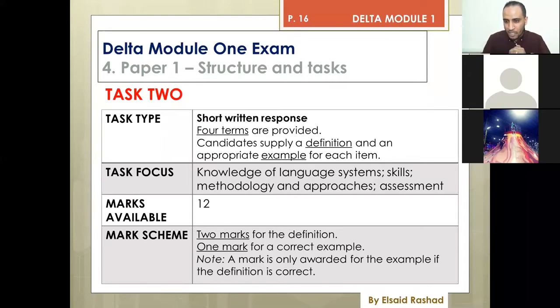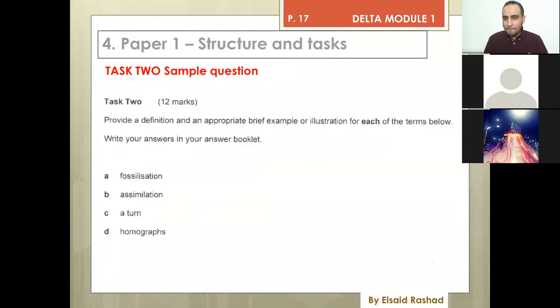How many examples for each terminology? One. Okay, have a look at the example here. That's the question, example question or sample question. They provide you, as I told you, with 6 terms, as you see, and you need to provide definitions and examples. 2 marks for the definitions and 1 mark for the example.